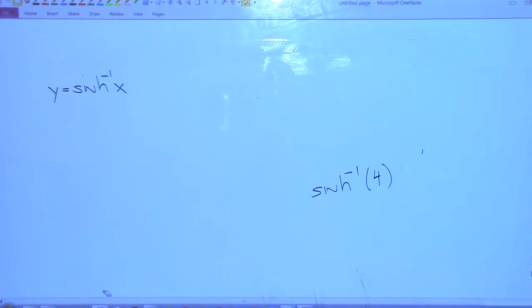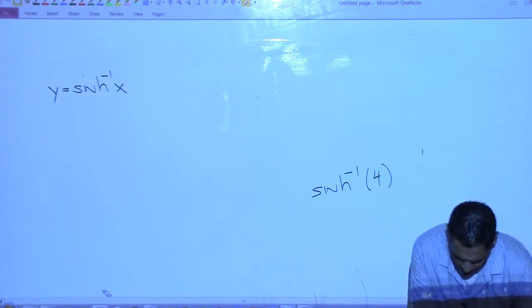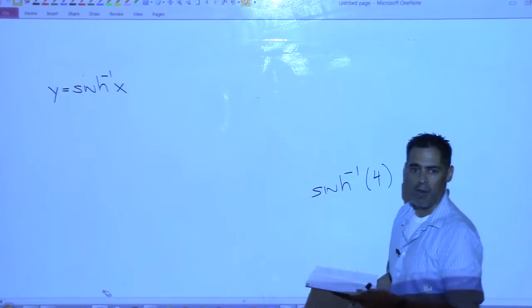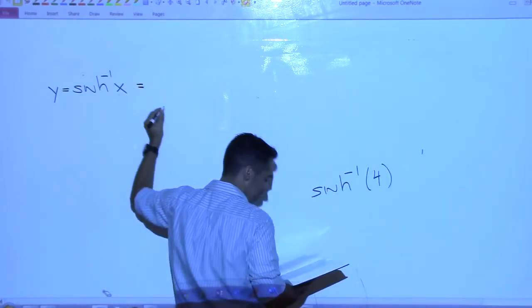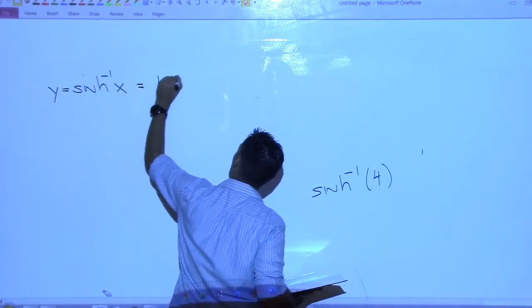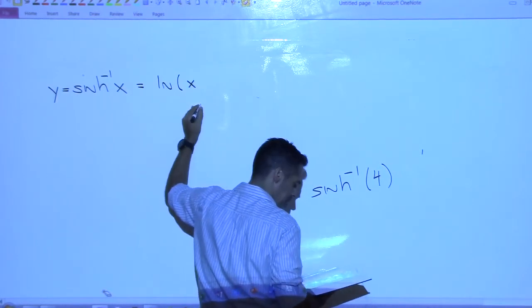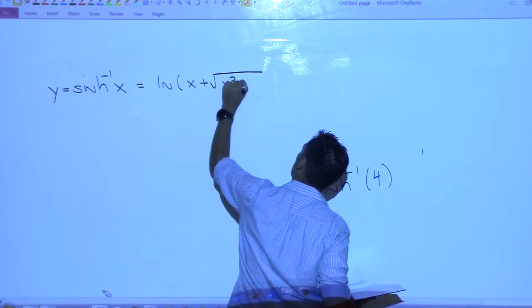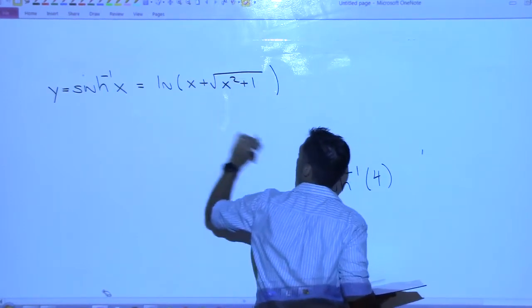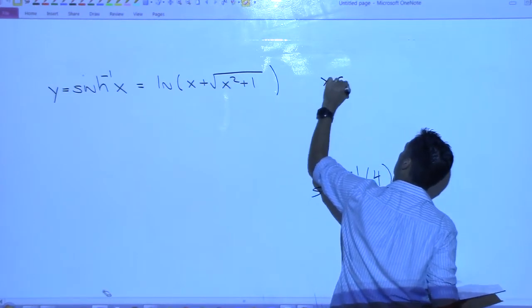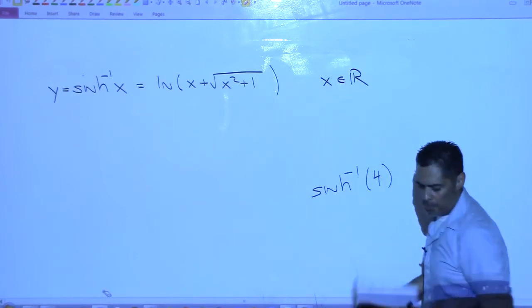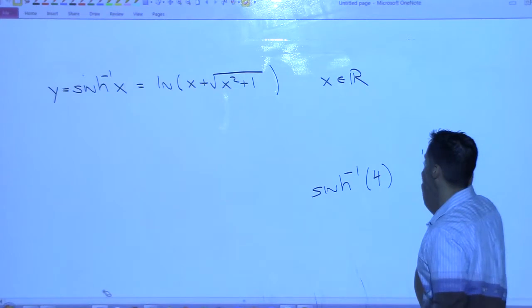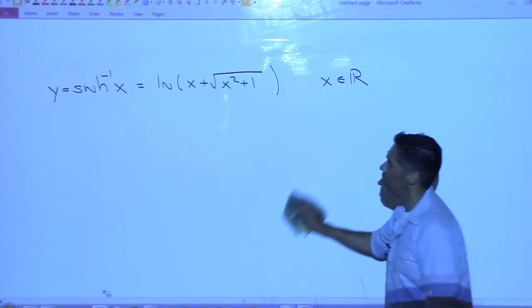You plug it into something, right? Into what? That's what I'm asking. Do we have a formula for it, right? So I'm gonna give you the formula in the book. You ready? Here it is. And then we're going to actually derive the formula. So here's the actual formula for it. Natural log of x plus the square root of x squared plus 1. And this is good for all x that are elements of the real numbers. So the domain of that inverse hyperbolic function is all real numbers.